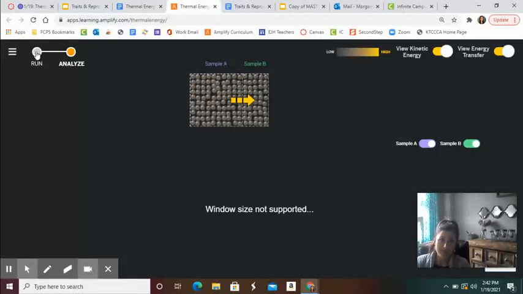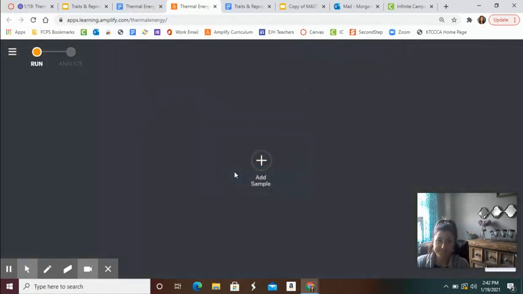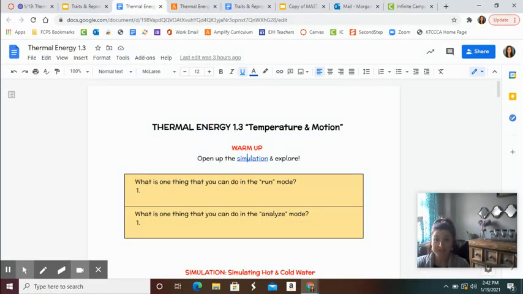Then I'm going to go back to the run, and remember this button in the top is my reset. So I'm going to reset it. Do not close that simulation because you are going to use it.